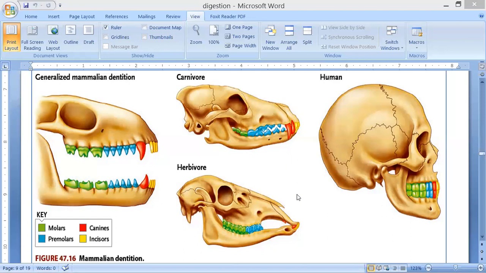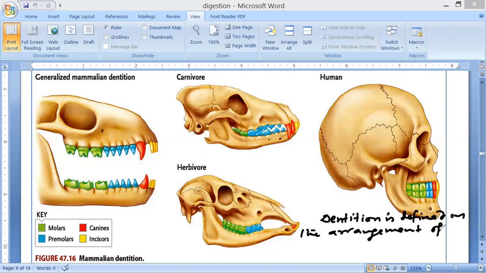So what is dentition? Dentition is defined as the arrangement of teeth in the jaw bones. Okay, so this is the definition of dentition.